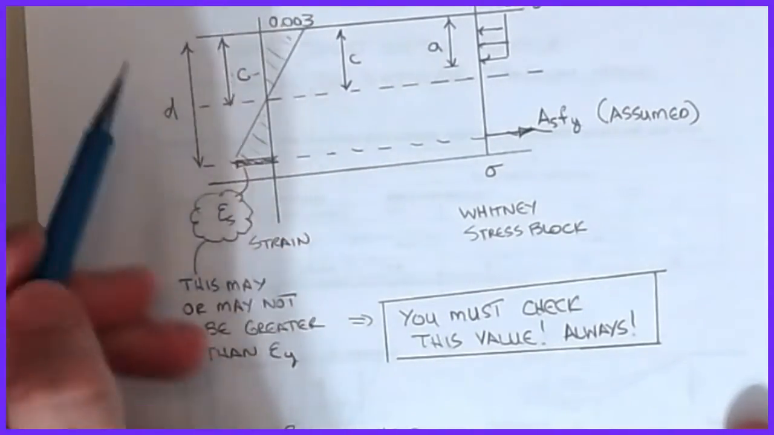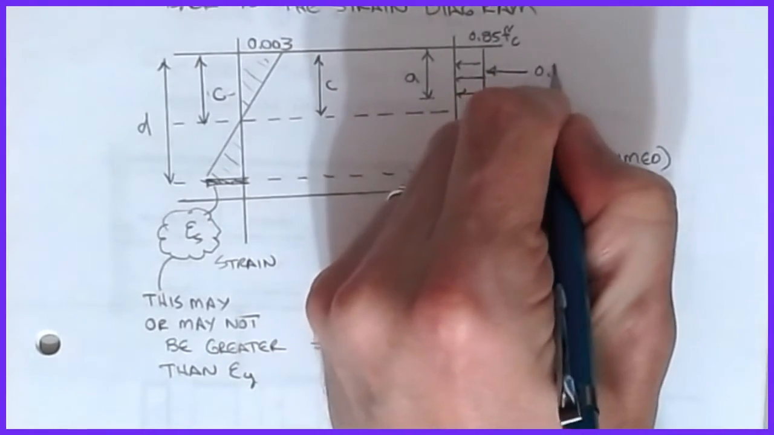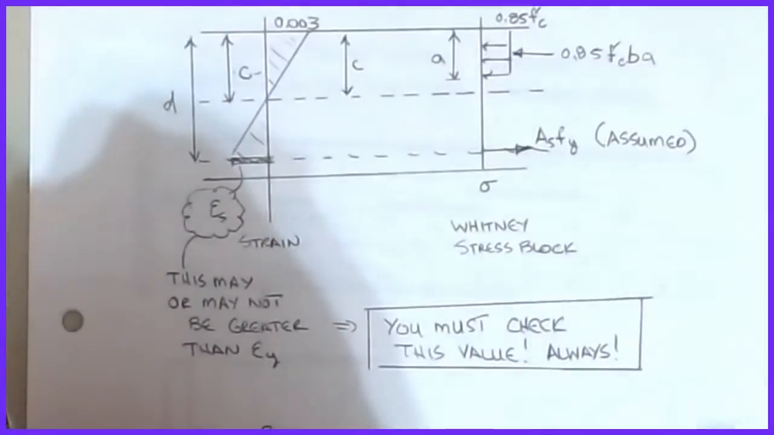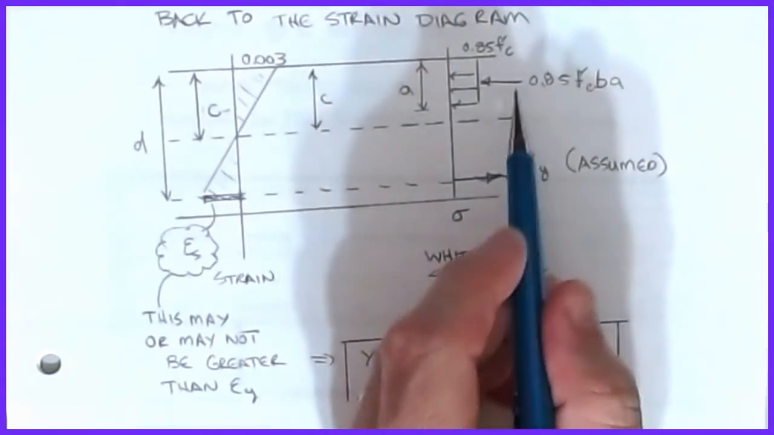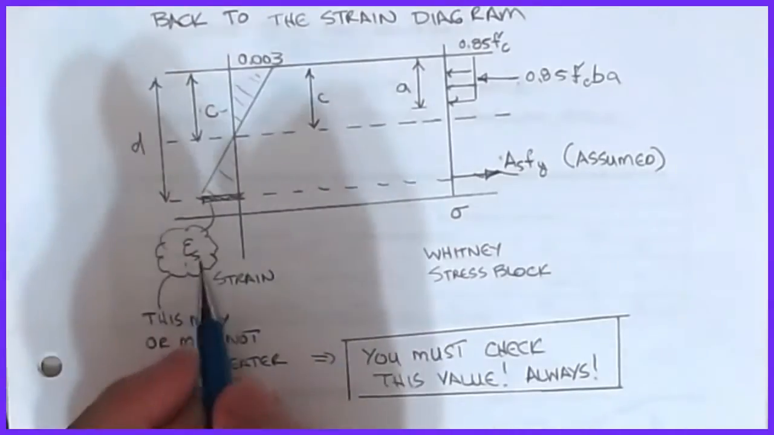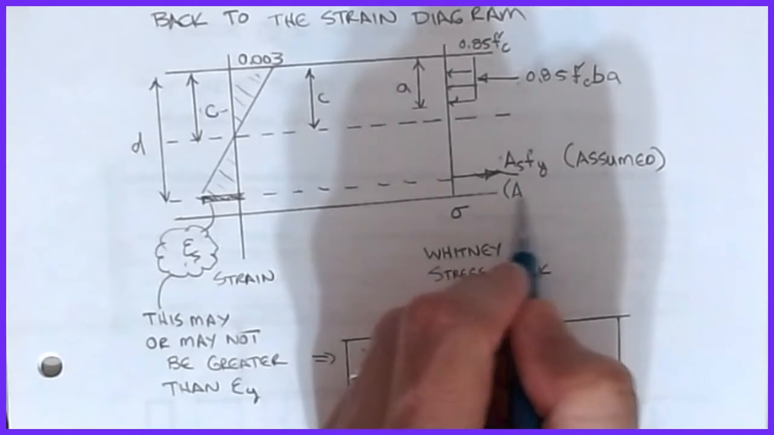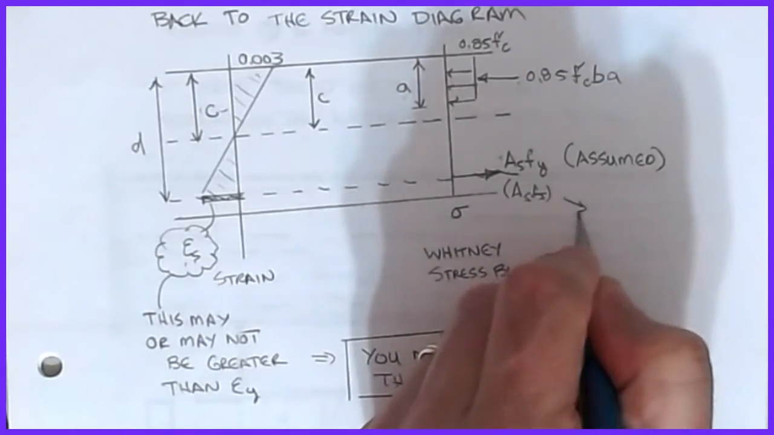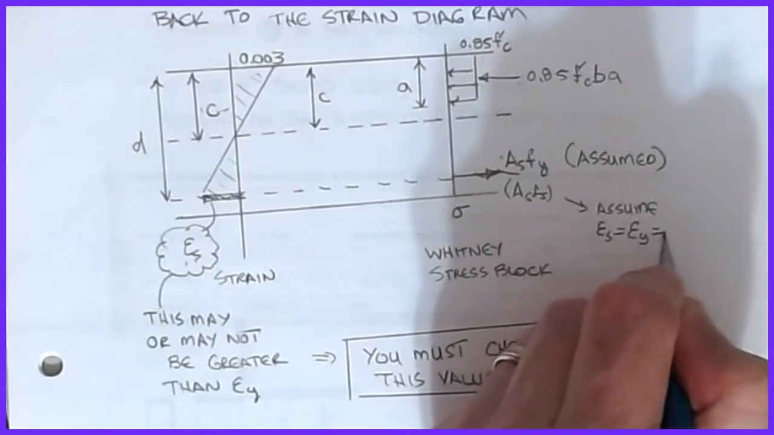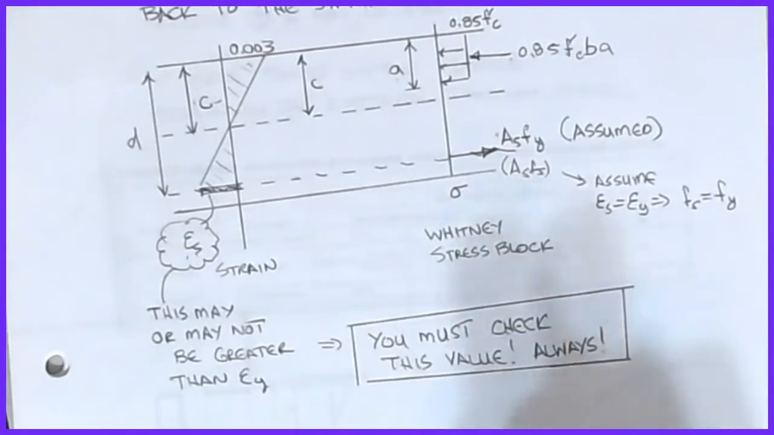So once you solve for A, because we're building this off of forces, 0.85 F prime C B times A becomes the force for our C res. I'm finding my A off of the forces, but we haven't checked the strains. And we made an assumption here about epsilon S. Realistically, this is AS FS, but we assume that epsilon S equals epsilon Y, which will imply that the stress in the steel is equal to the yield stress. That's the assumption we're making.